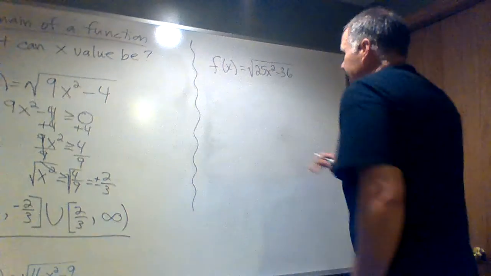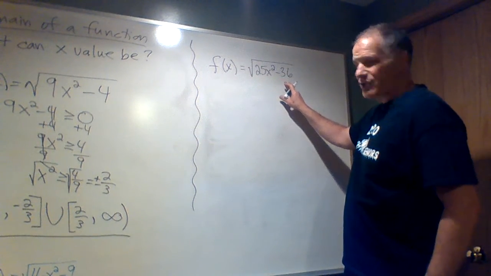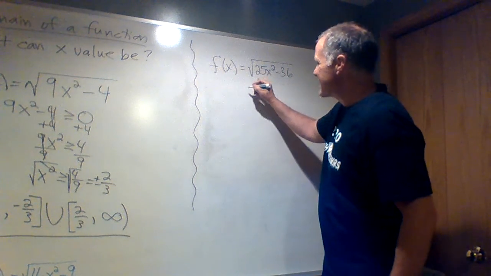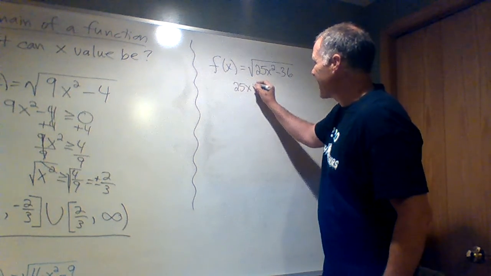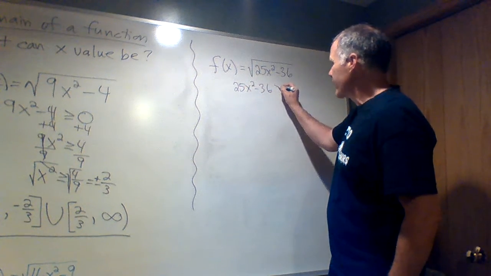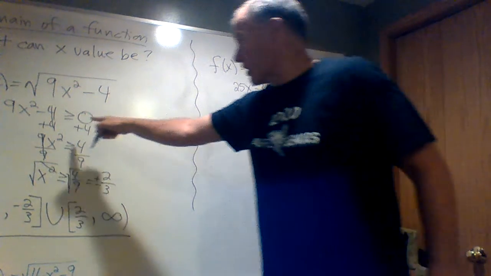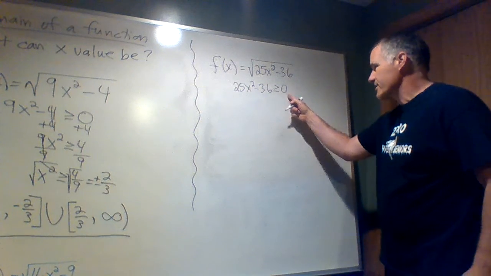Okay, let's try another one over here. Very similar. So again, here's my function: the square root of 25x squared minus 36. Remember, the inside of that square root is not allowed to be negative. So again, the inside of the square root has to be greater than or equal to 0, just like we did over here.